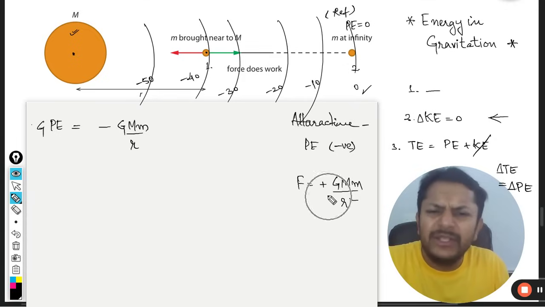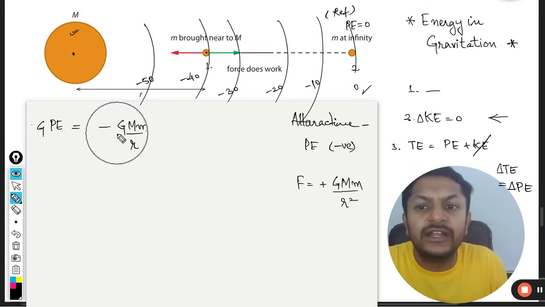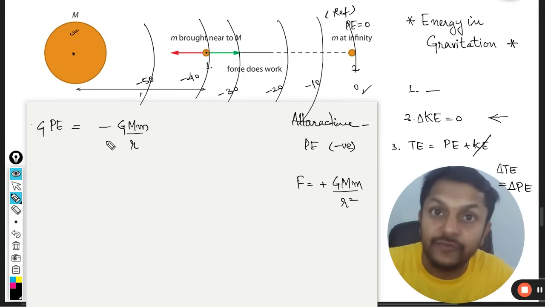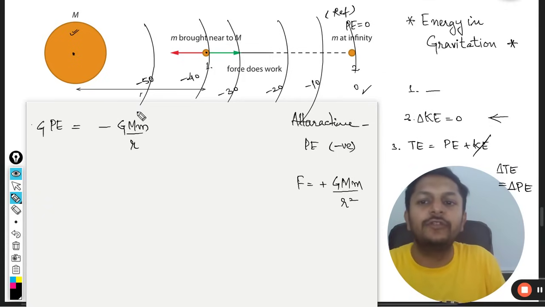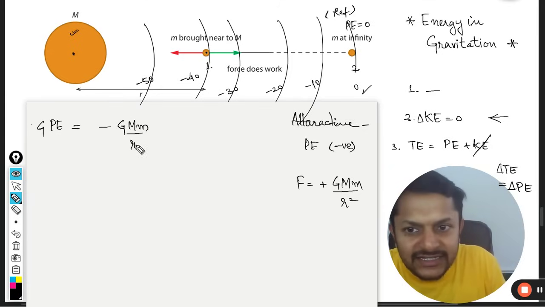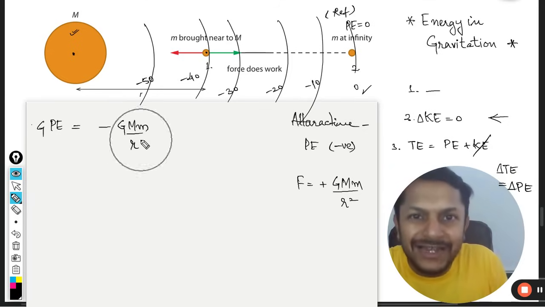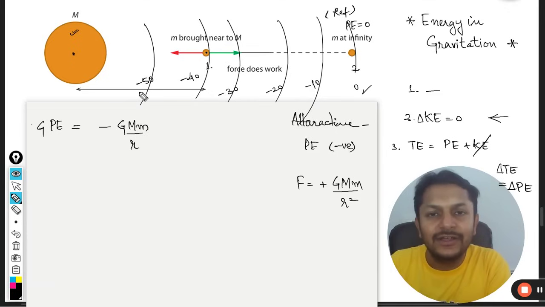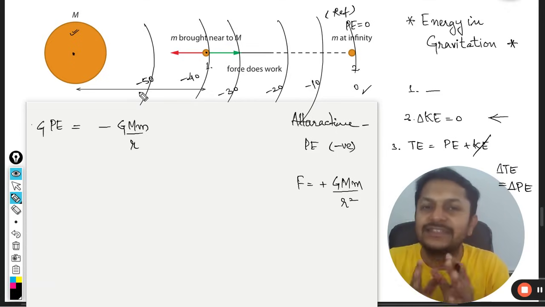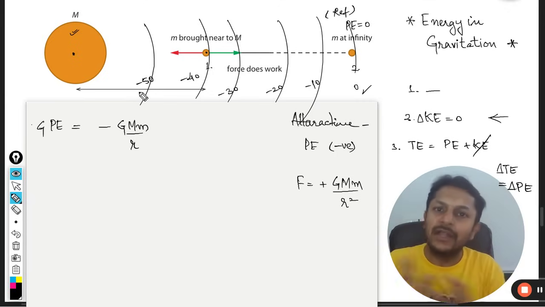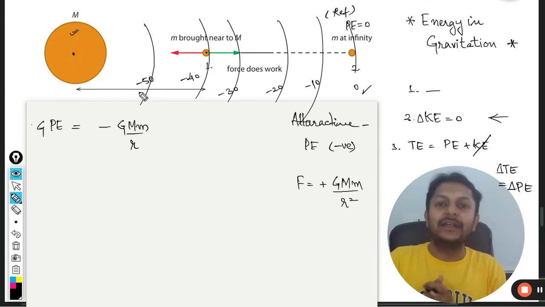And force, we are not taking it as negative, but gravitational potential energy is always taken to be negative without fail. So it is always negative. So the lesser the distance, the more the magnitude becomes, and it becomes more negative. So the closer you are, it is becoming more and more negative. This is gravitational potential energy for you people. Nothing much to note in this.